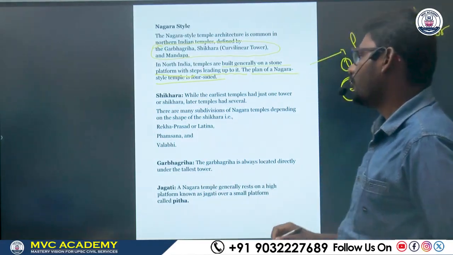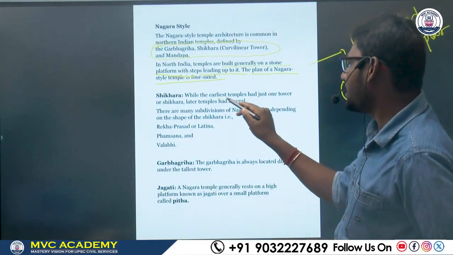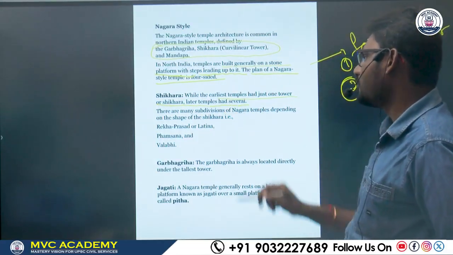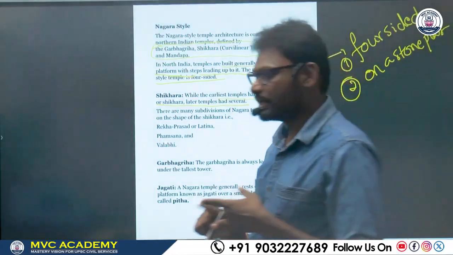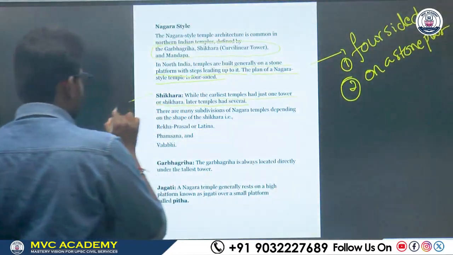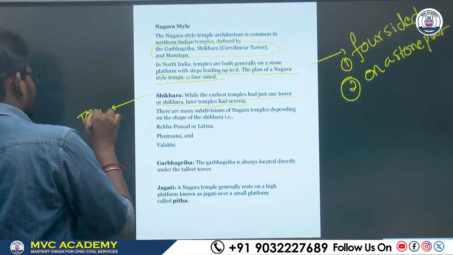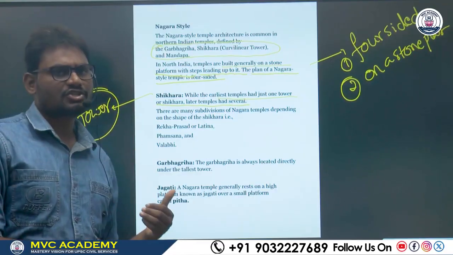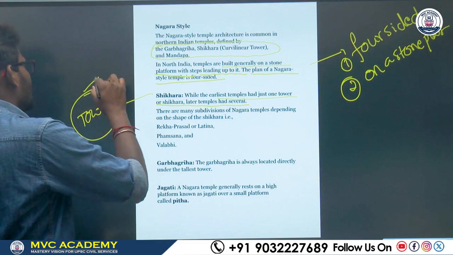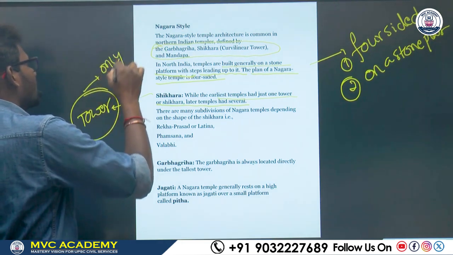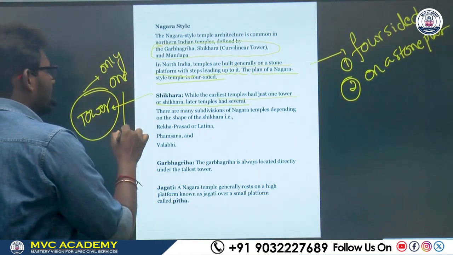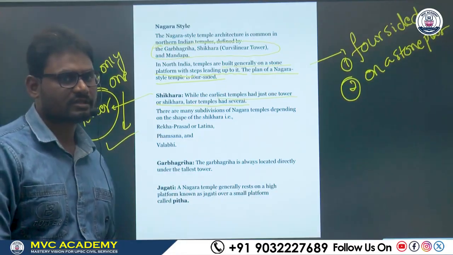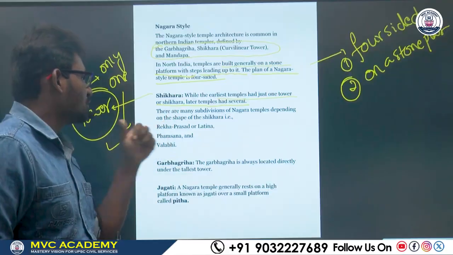Next, Shikara. What is the meaning of Shikara? While the earliest temples had just one tower or Shikara, later temples have several. So here Shikara means a tower. Initially only one tower, but later on we can witness a number of towers. That is known as Shikara.